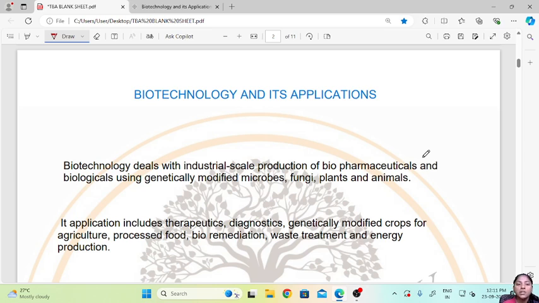Biotechnology deals with the industrial scale production of biopharmaceuticals and biologicals using genetically modified microbes, fungi, plants and animals. Its applications include therapeutics, diagnostics, genetically modified crops for agriculture, processed food, bioremediation, waste treatment and energy production. We are going to learn about all these applications in a detailed way in this chapter.